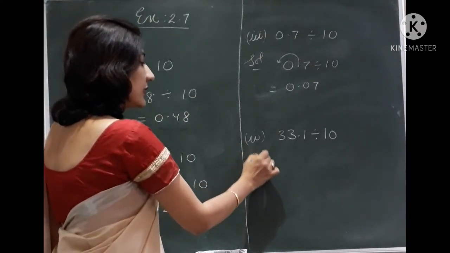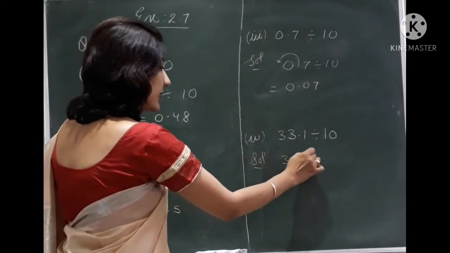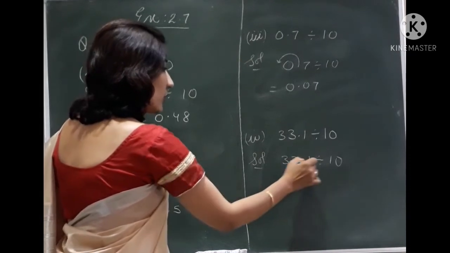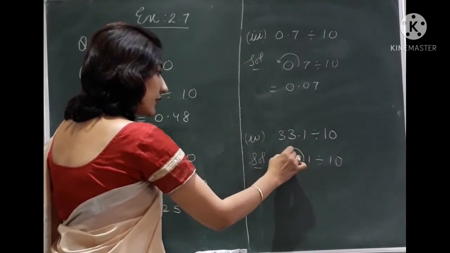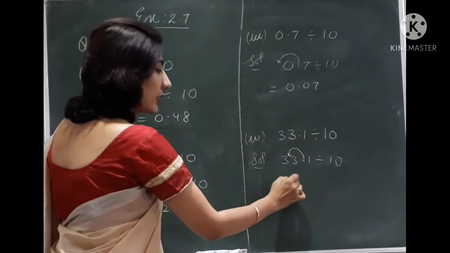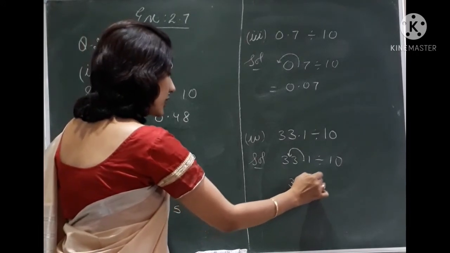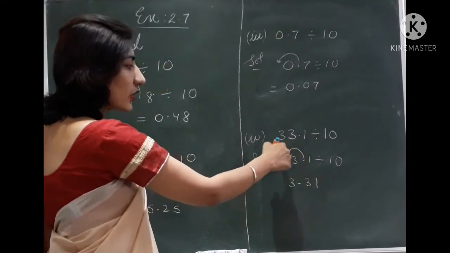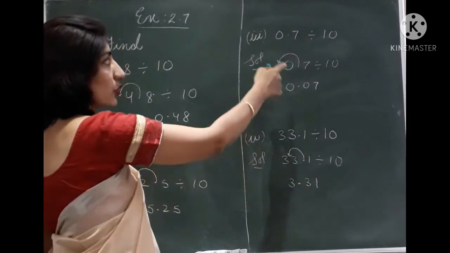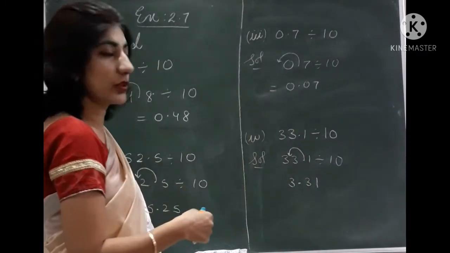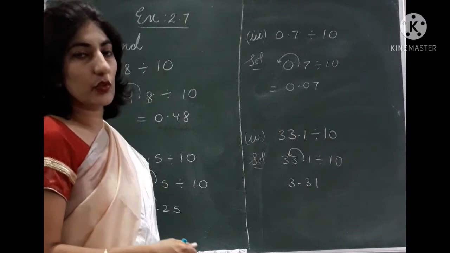Fourth part is 33.1 divided by again 10. So 1 place to the left it will shift, and the decimal will come here, so it will be 3.31. This shifting of the decimal to the left, you have to show by an arrow when you do the solutions. The remaining parts you try yourself.